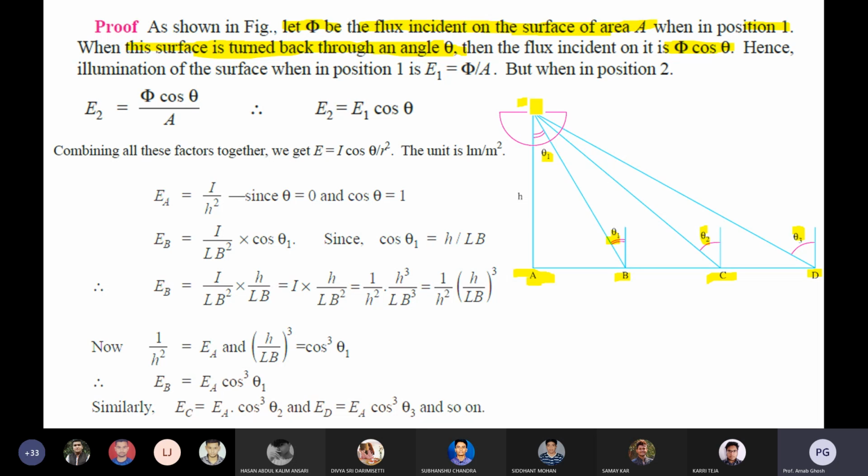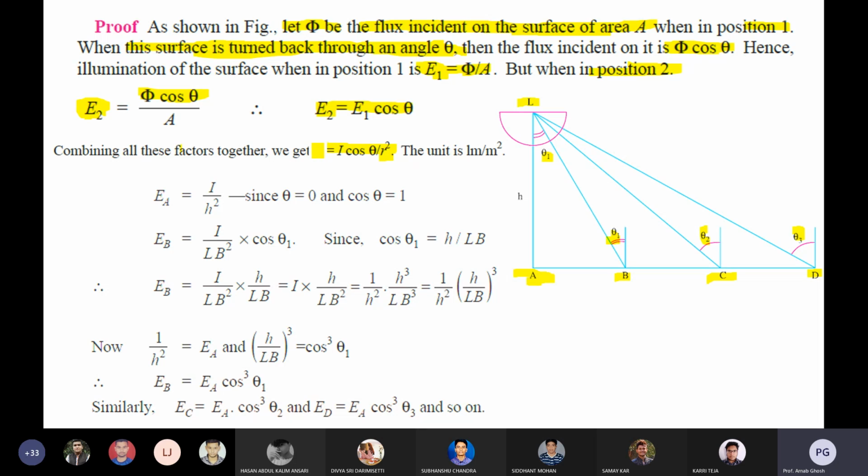Hence the illumination of the surface is E1 equal to phi by A. In position 2, it will be E2 equal to phi cos theta by A. So the relation between illumination 1 and illumination 2 is E2 equal to E1 cos theta. Now combining this with the distance, total E equals I cos theta by R squared.